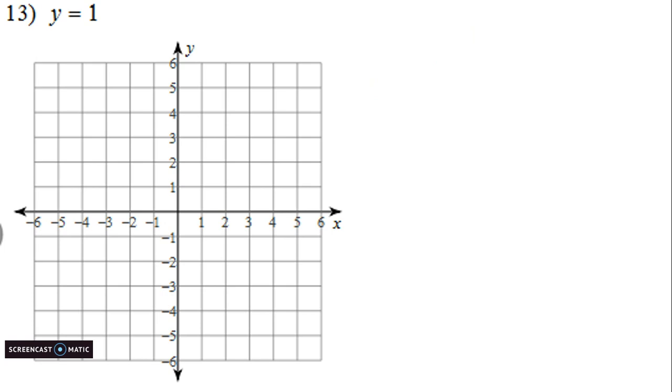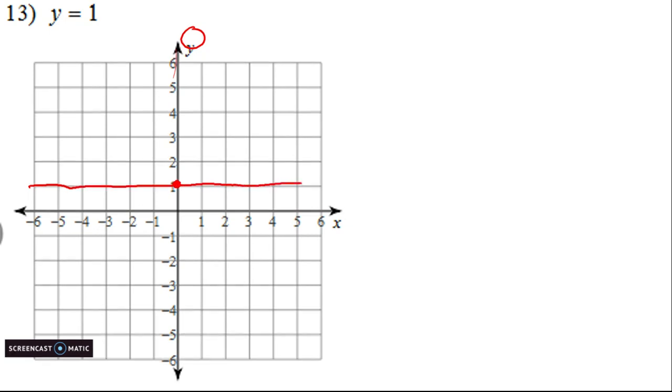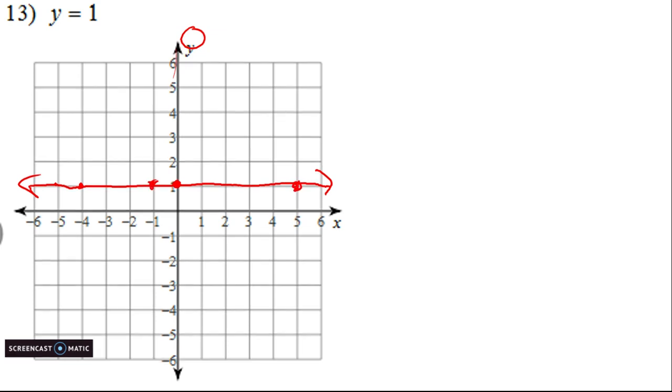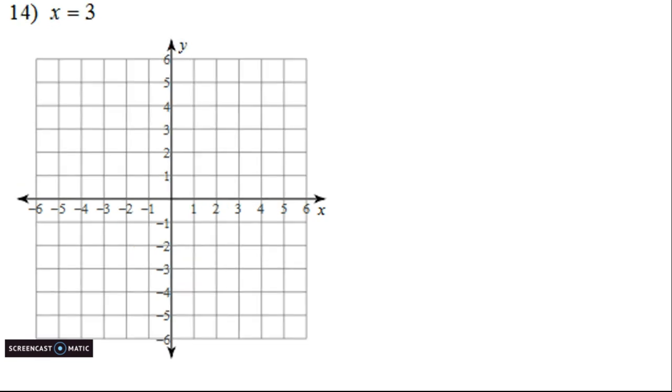Okay, so the y values are here. So we're going to go down and find what the y value of 1 is. And this line here is where all the y values are 1. You've got -6, 1, and -5, 1, -4, 1, and -1, 1, 5, 1. All the y values are 1.